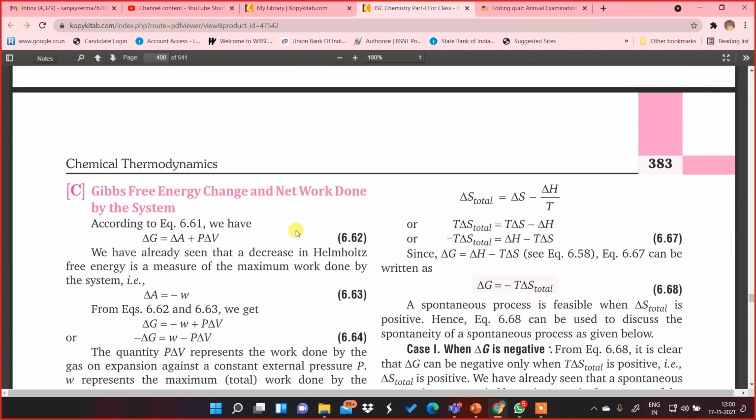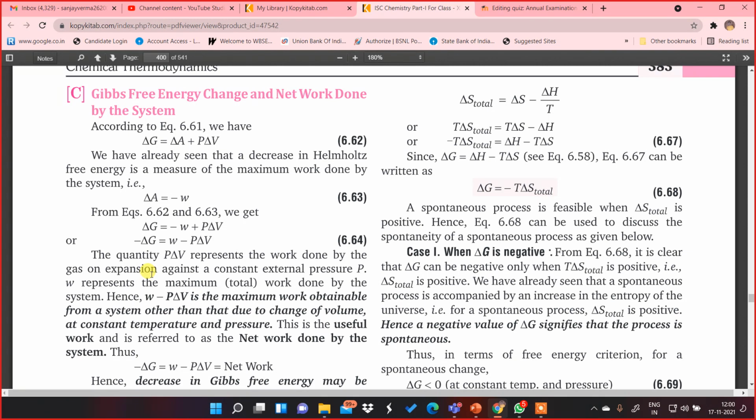So this is one relationship between Gibbs free energy and Helmholtz energy. After that, coming to the next page, the net work done by the system and Gibbs free energy change. We know delta G is equal to delta A plus P delta V from above, equation 6.61. Now we know for the maximum work done by the system, delta A has to be minus W. So if you compare equation 6.62 and 6.63, we have minus delta G is equal to W work done minus P delta V, which means the quantity W minus P delta V is the maximum work obtainable for a system other than that due to the change of volume.